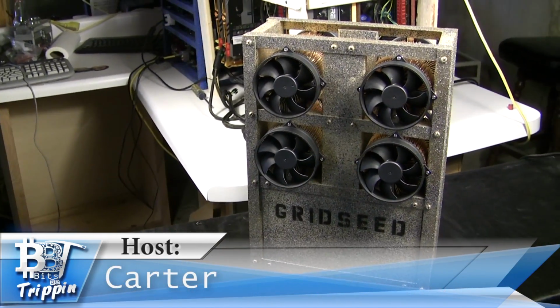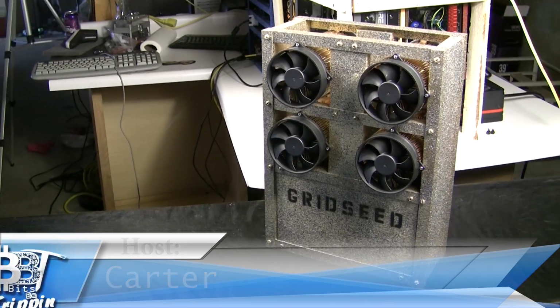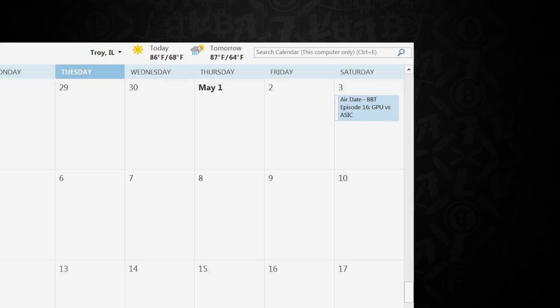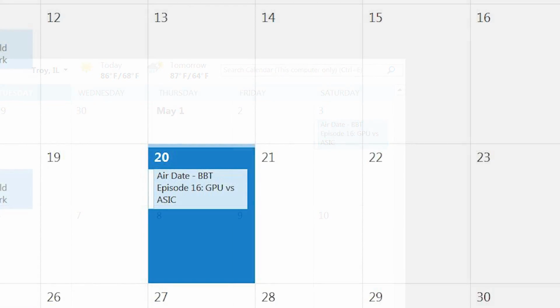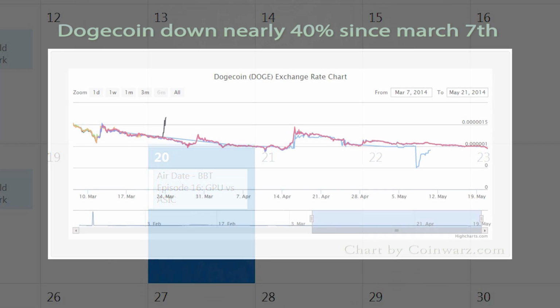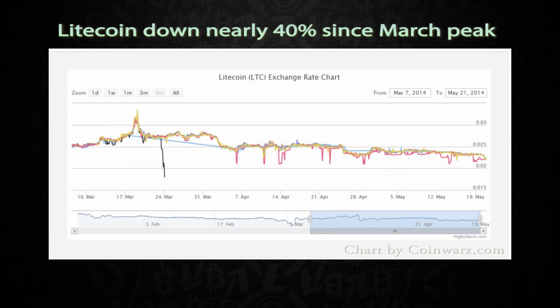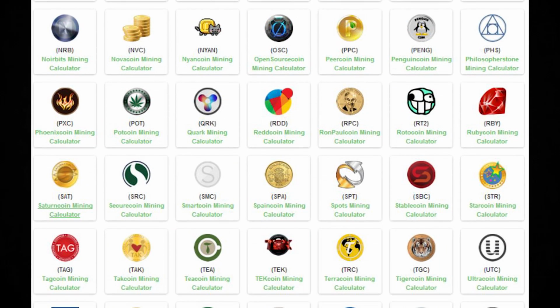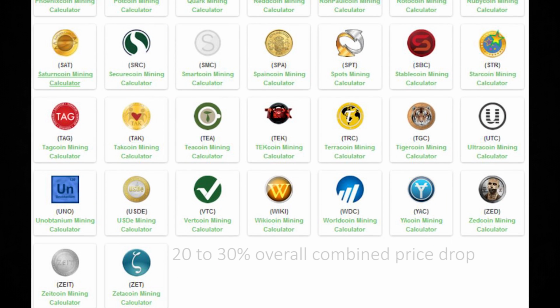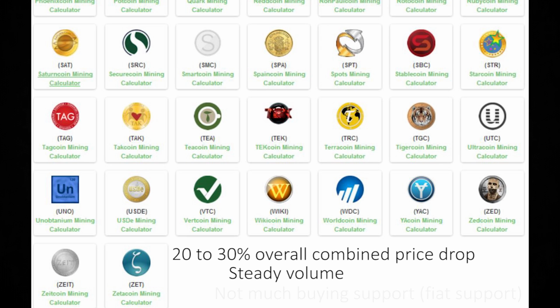Now, this episode was originally supposed to air almost 2.5 weeks ago, but what we've seen is a huge change, literally overnight. And when I mean change, I mean the entire altcoin ecosystem. Across the board, all altcoins started dropping by 20 to 30%. Volumes were steady, yet price was still declining. There wasn't a lot of buying support across the board.